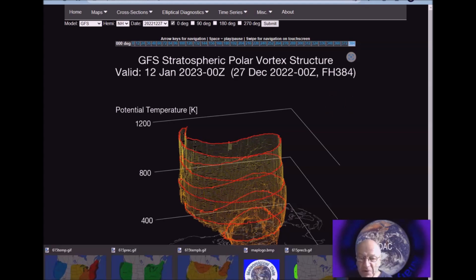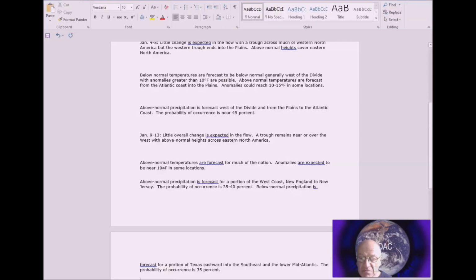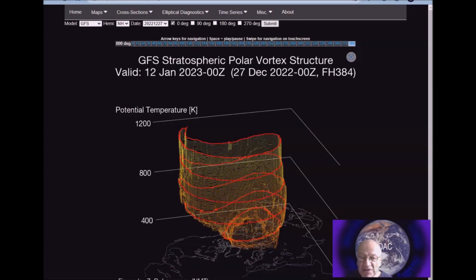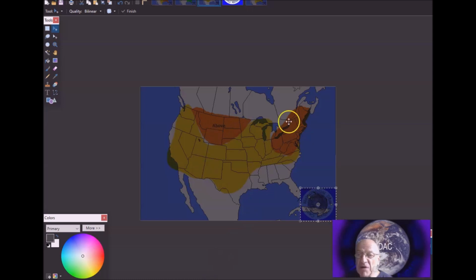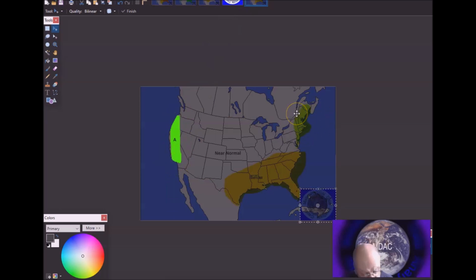So for this forecast period, I'm calling for, now this doesn't really go along with the modeling, but still forecasting above normal temperatures for much of the country. I'm forecasting anomalies to be near 10 degrees below normal, and for precipitation, calling for above normal precipitation here, and for this region, probability of occurrence 35 to 40%, below normal precipitation forecast here, with a probability of occurrence of 35%. This forecast will probably change. I'm expecting it to change because the models aren't agreeing later in this period.